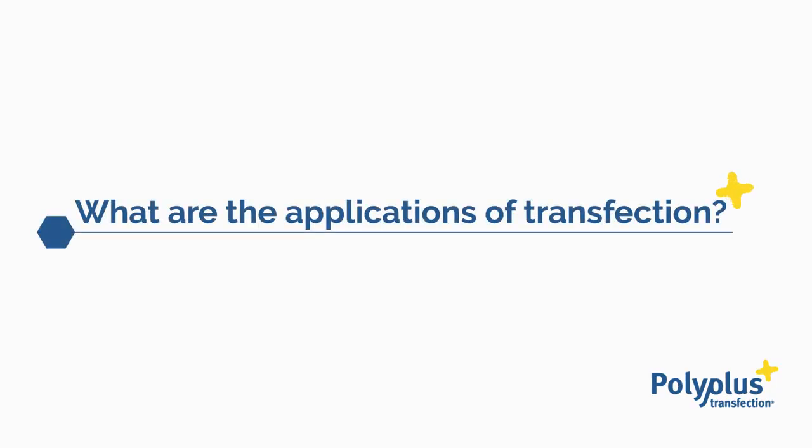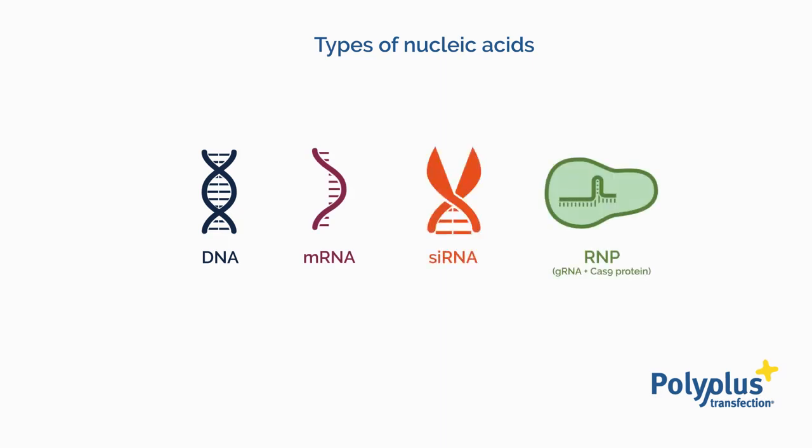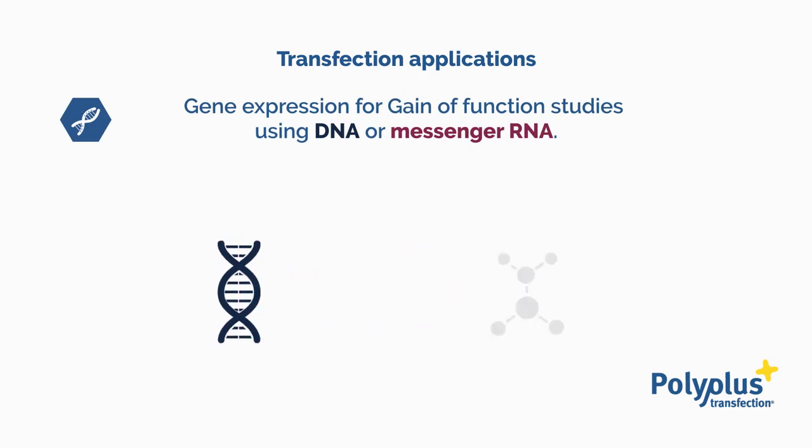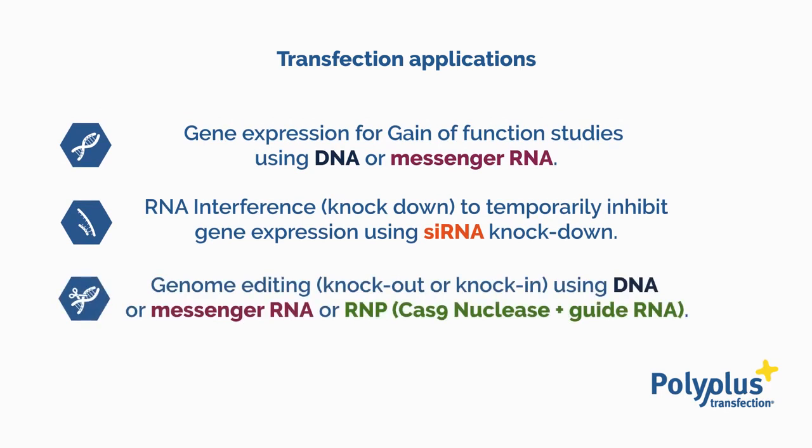Let's now take a step back to fully grasp what this technique can do. Nucleic acids do not only include DNA, they also include RNA molecules: mRNA and other RNA-like molecules, siRNA and guide RNA. There are two main transfection applications. Gain-of-function studies: protein overexpression is achieved by transfecting DNA or mRNA. Loss-of-function studies: the protein is either transiently knocked down or, using a genome editing approach, irreversibly knocked out or modified.